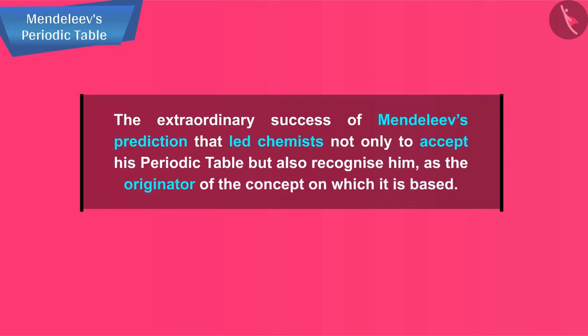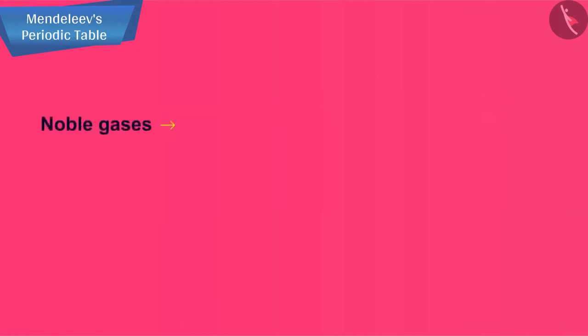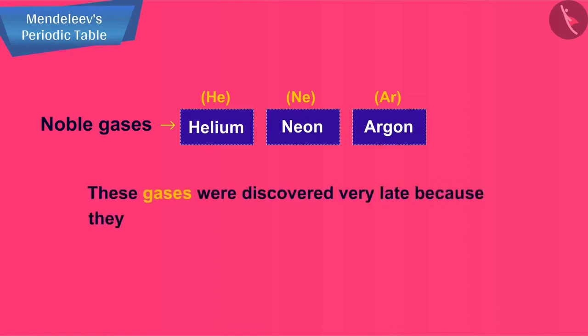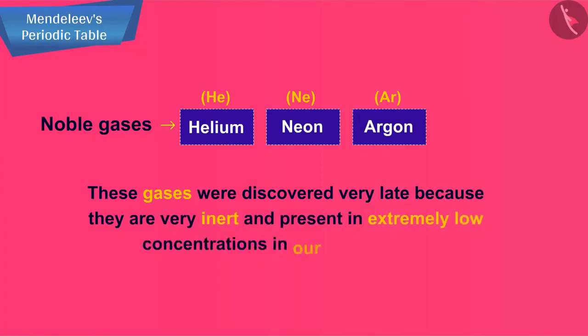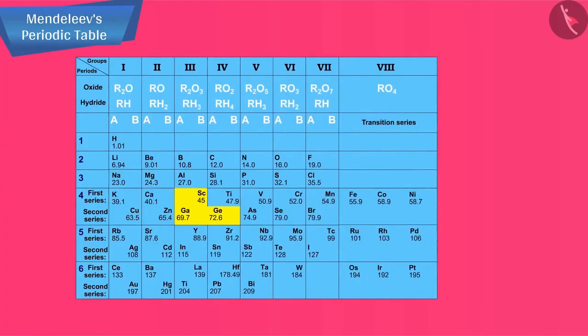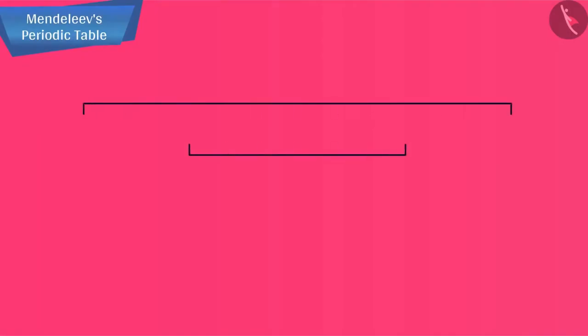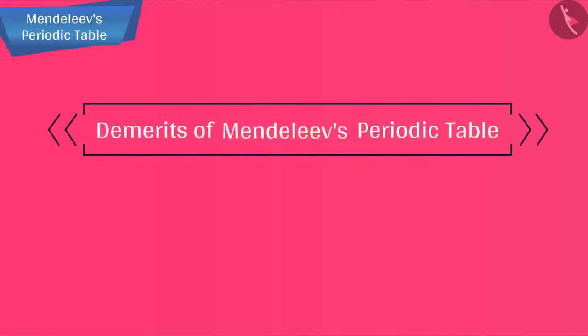Noble gases like helium, He, neon, Ne, and argon, Ar, have been mentioned in many a context before this. These gases were discovered very late because they are very inert and present in extremely low concentrations in our atmosphere. One of the strengths of Mendeleev's periodic table was that when these gases were discovered, they could be placed in a new group without disturbing the existing order. Let us now discuss the limitations of Mendeleev's classification.